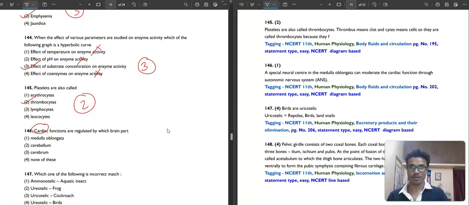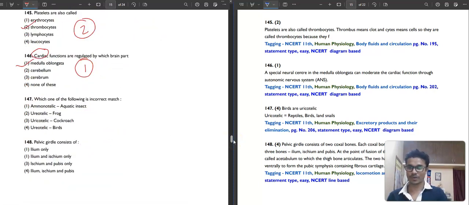That is autonomic nervous system, definitely that is medulla oblongata, your midbrain, medulla oblongata. So first option is your correct answer. Then question number 147.